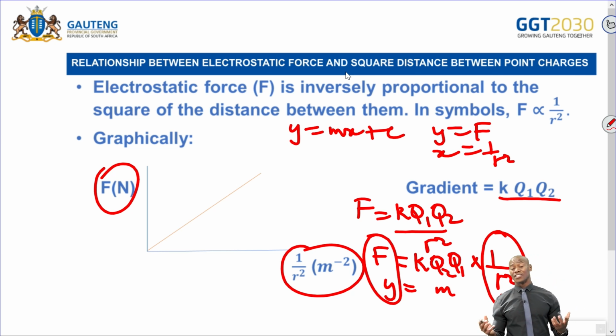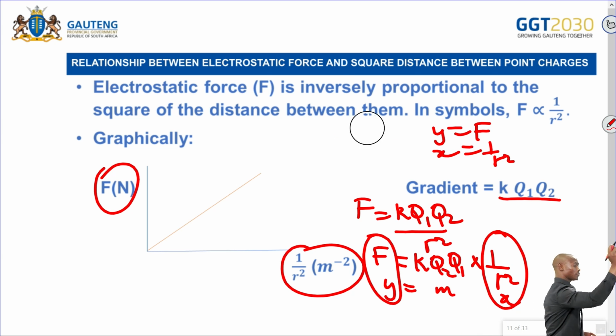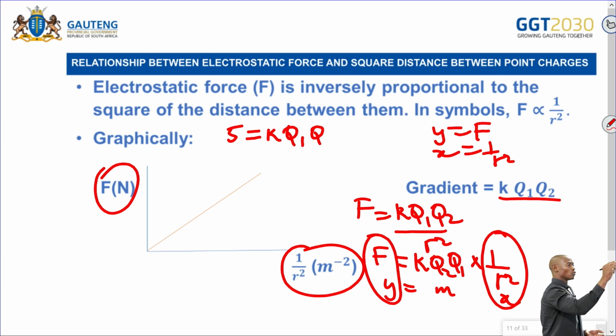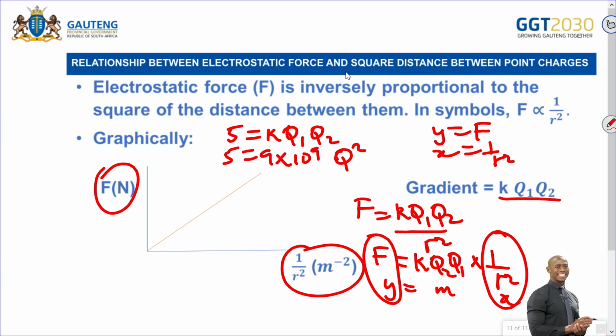For example, if the charges here are identical, and you calculate the gradient, let's say the gradient is 5. Then gradient equals K Q1 Q2, so 5 equals 9 times 10 to the power 9 times Q squared, because they're identical. Then you find the value of Q. So your value of Q will be what?